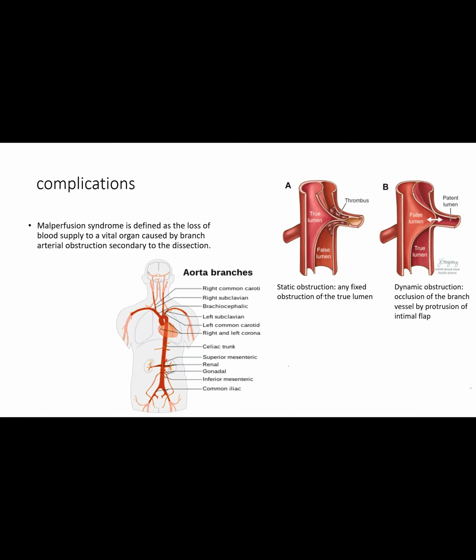So there is static obstruction or dynamic obstruction. Static obstruction means the false lumen, so it's basically any fixed obstruction of the true lumen. This is when the false lumen propagates and can travel into the branching arteries, and a hematoma forms, and as a result the true lumen of the branching artery constricts. Let's say the branching artery is the renal artery.